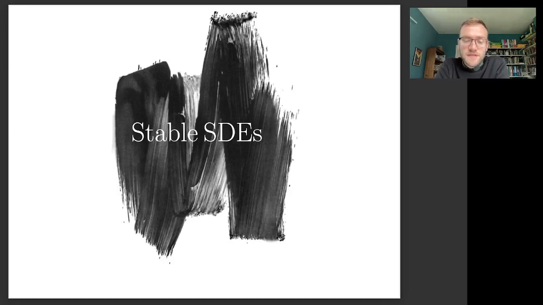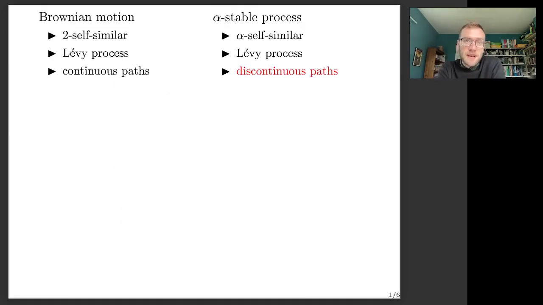My talk has three sections. The first is on stable SDEs, what they are, a bit of background, especially on what a stable process is, because I expect that's what most people here will be least familiar with. So the Brownian motion you will be very familiar with, I'm sure.